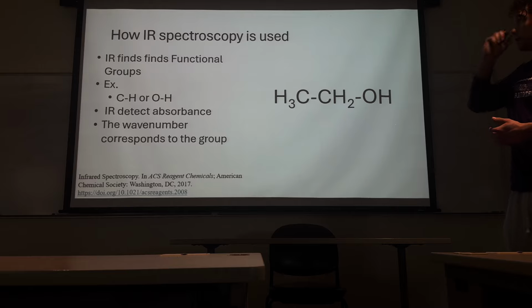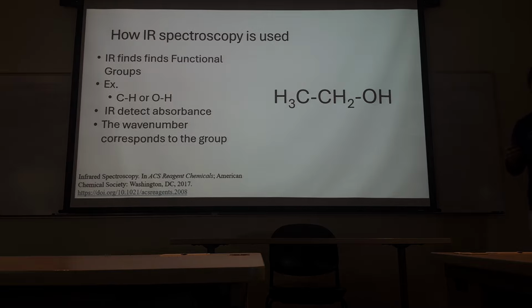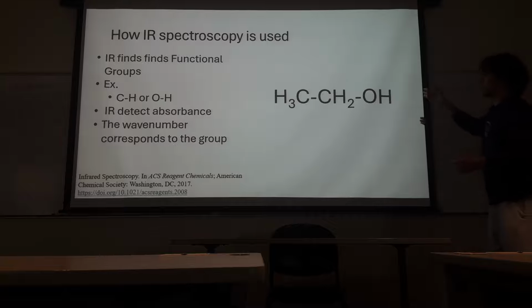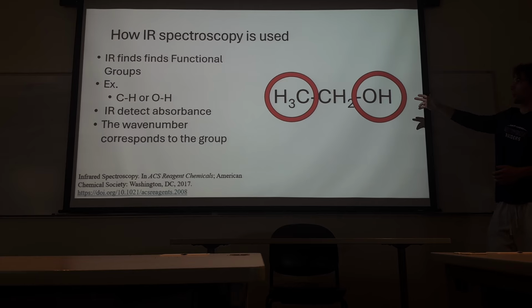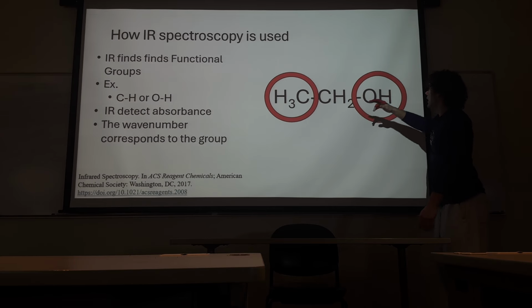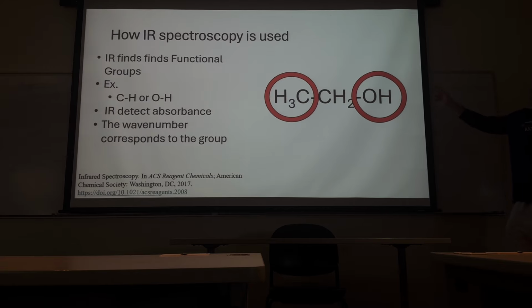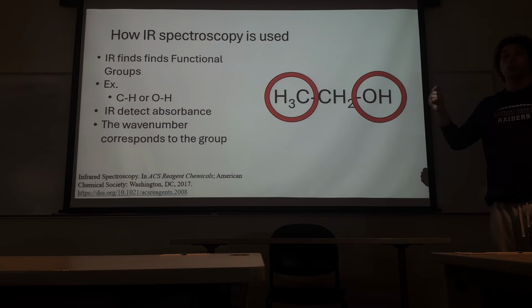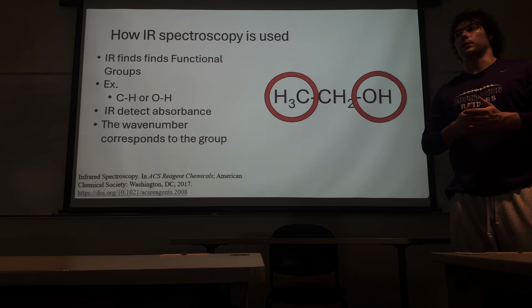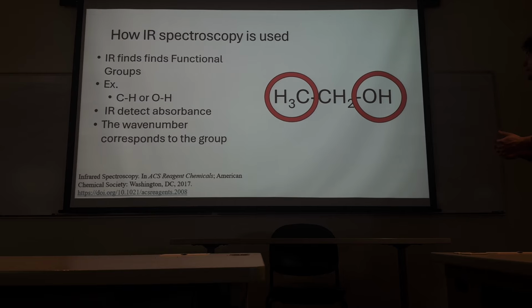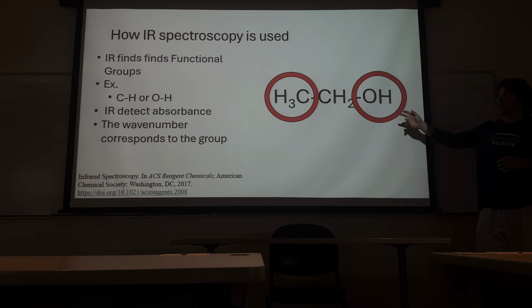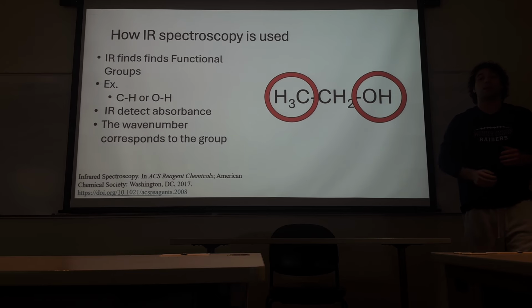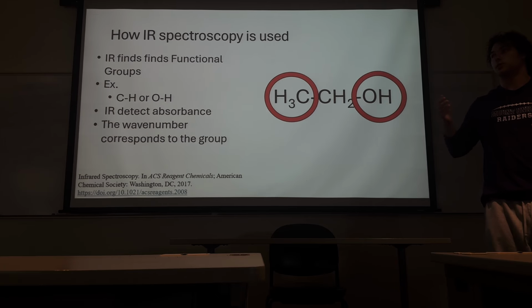So how is IR spectroscopy used? Well, IR is able to find the functional groups of a molecule. If we look at the Lewis structure over here, we can see that there are 2 different functional groups here. We have a CH and an OH group. IR shoots an infrared ray through a sample and then is able to read the absorbance. A CH group will have a different absorbance than an OH group. That will correspond to a wave number, and the wave number will correspond to the functional group.